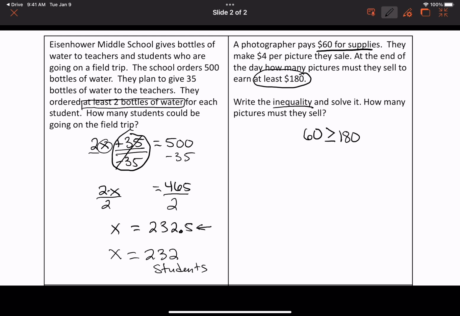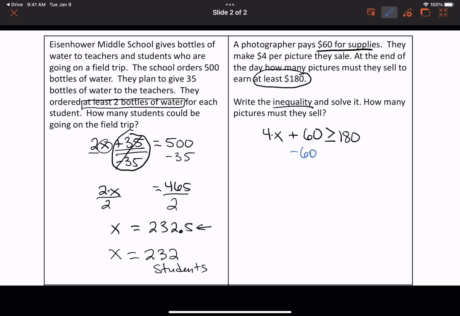In addition to that, we will be making $4 per picture. So if I sell one picture, that'd be $4. Two pictures would be $8. So that is a multiplication right there. And then solve like normal. I'm going to go through this pretty quick.